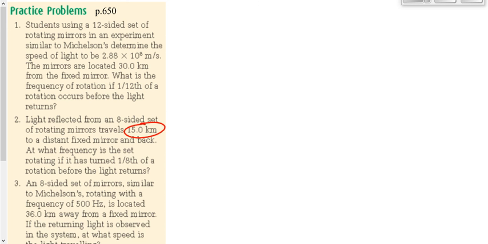We want to know the frequency of the rotating mirror if it's made 1/8 of a rotation. Well, we know that we've got to write down my 2 equations: V equals d over t, and t is equal to 1 over f. Remember that little t is 1/8 of a rotation. Big T is time for one complete rotation.